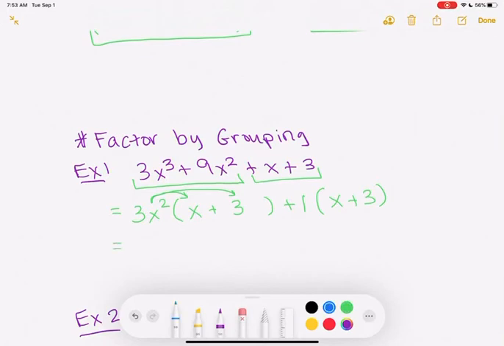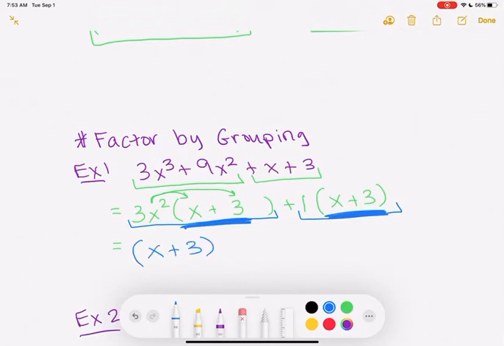Now I'm looking at this whole big thing. I have something times this something plus the 1 times this something. Do these two pieces have some factor in common? What do they both have? They both have this x plus 3. So I'm going to pull that way out front, x plus 3.